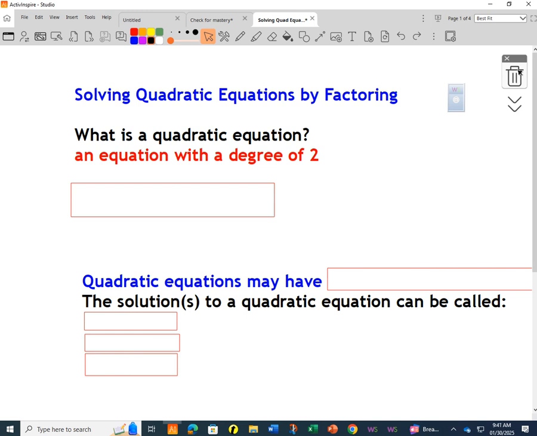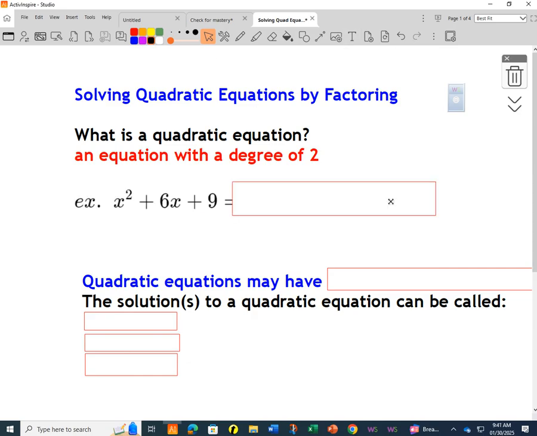When you graph a linear equation, you get a line. When you graph a quadratic equation, you don't get a line. It's a different looking graph. So an example of a quadratic equation is this one: x squared plus 6x plus 9 equals 0.